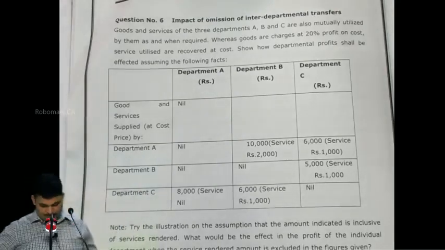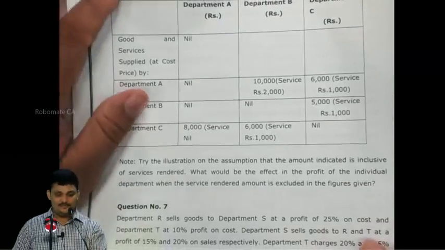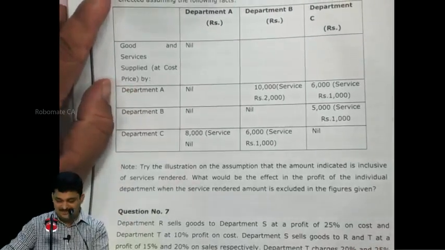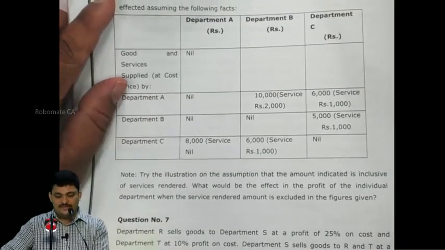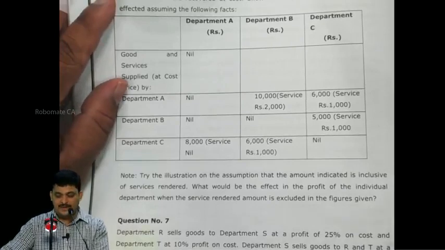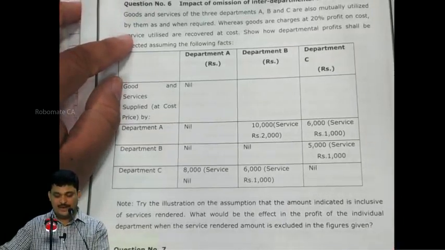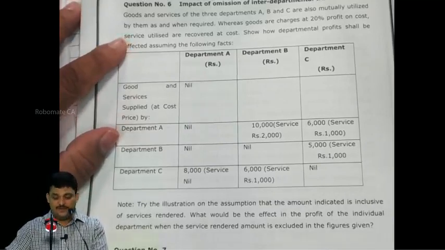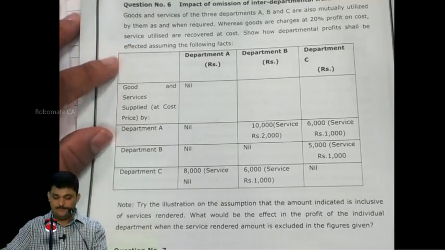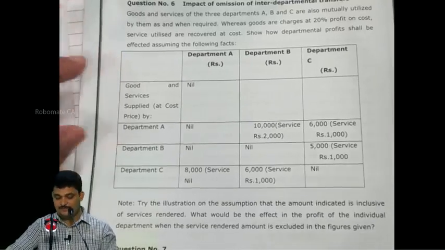Number 6, page number 132. Goods and services of 3 departments, A, B and C, are also mutually utilized by them as and when required. Whereas goods are charged at 20% profit on cost. Services utilized are recovered at cost. Show how departmental profit shall be affected, assuming the following facts.